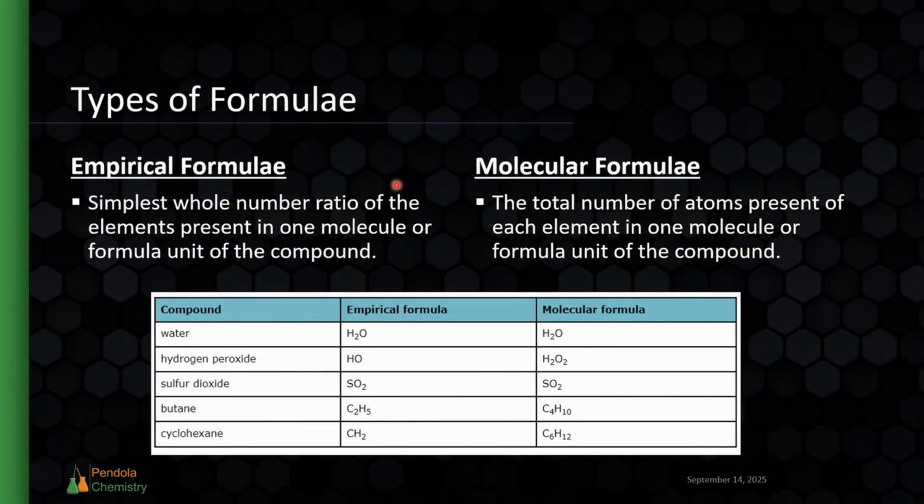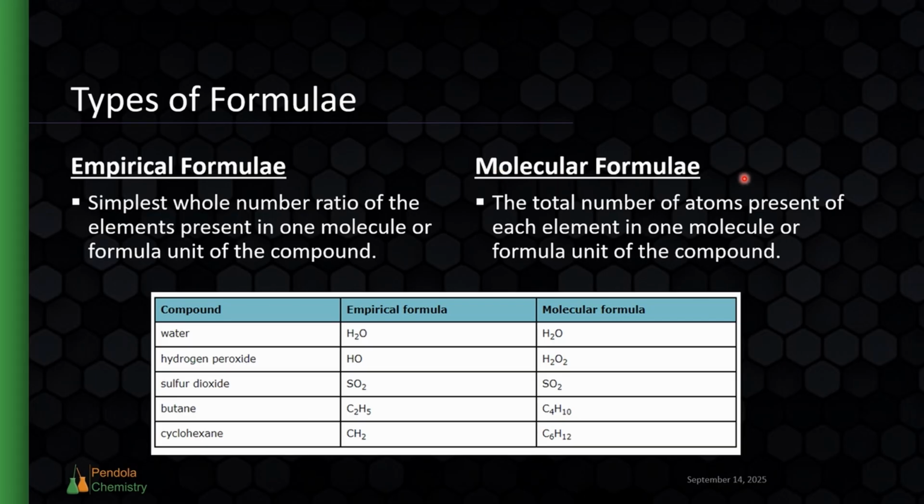Now, types of formulas. This is something that you should know from honors chemistry. But there are two types of formulas that we can use in chemistry. It's actually more, but we'll start with these two basic ones. There's empirical formulas and molecular formulas. An empirical formula is the simplest whole number ratio of the elements present in one molecule or formula unit of a compound. Now, what this means is that what we're looking at is just a simplified ratio of the elements in that compound.